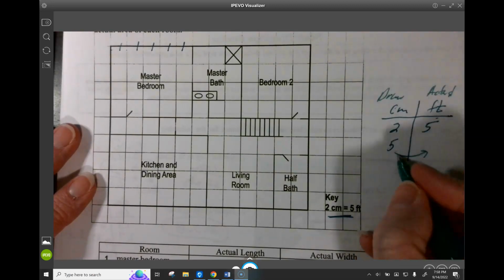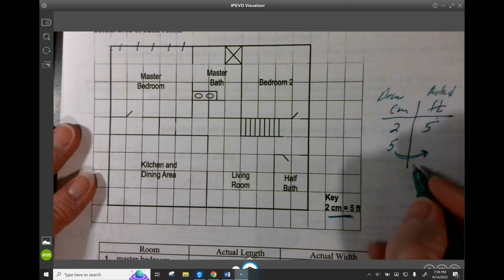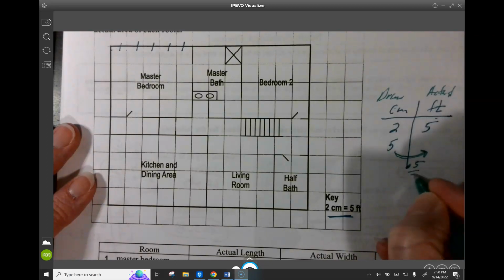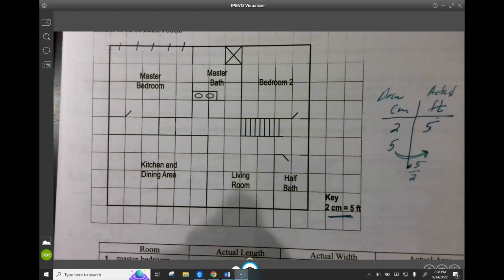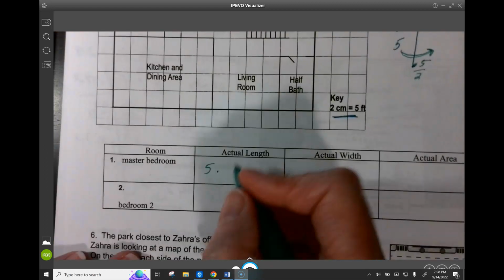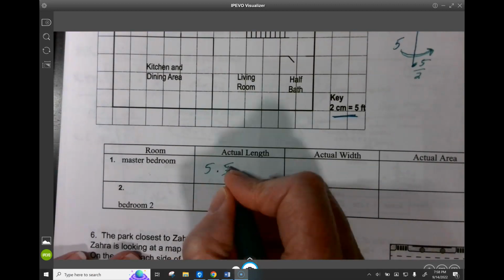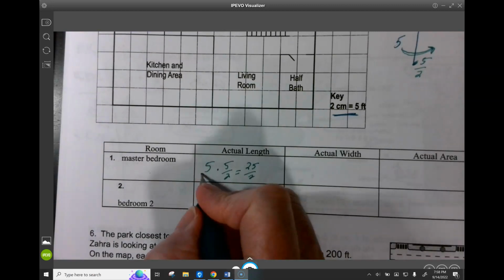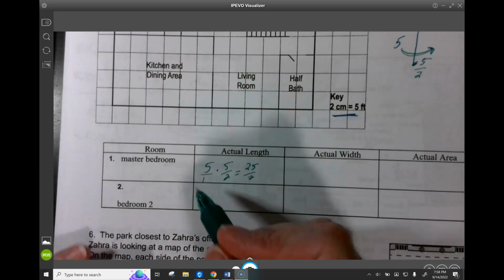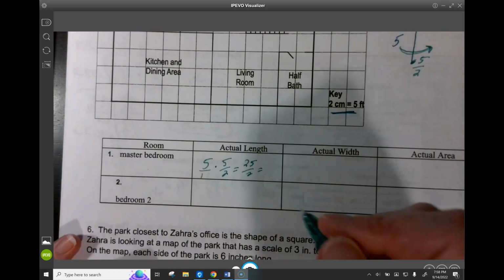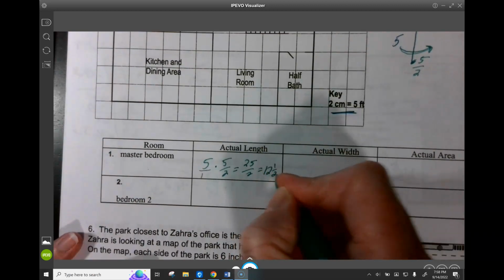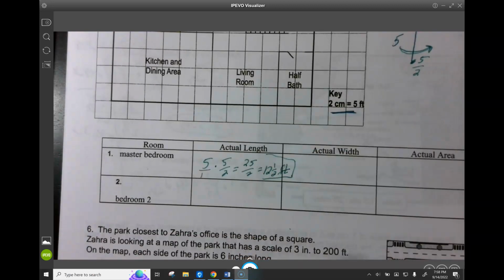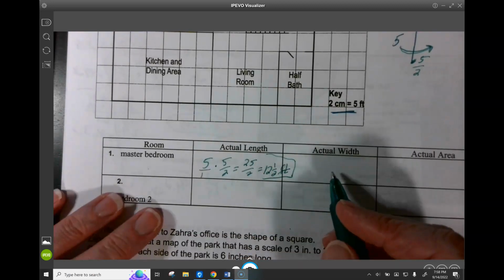Then I'm going to multiply by the actual, okay, 5 over 2. So I'm going to take 5 times 5 over 2. That'd be 25 over 2, because remember, this is just a fraction over 1, that whole number. So I get 25 over 2, which is 12 and 1/2 feet. Whoops, wrote a little too big there. That's the actual length.